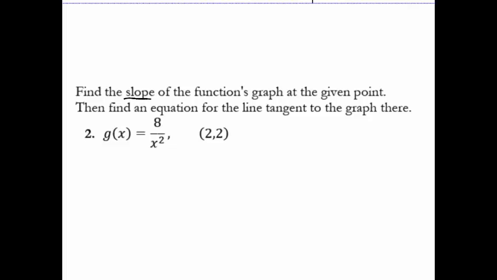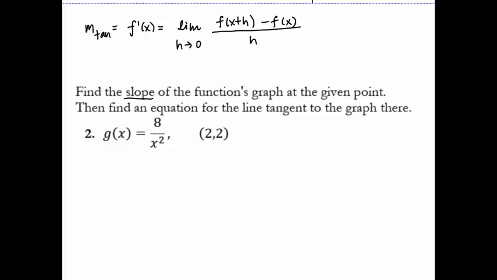To find the slope of a function's graph, or the slope of the tangent line, we use the limit definition of the derivative. The slope of the tangent is the first derivative of the function, which is defined as the limit as h approaches 0, f of x plus h minus f of x all over h.